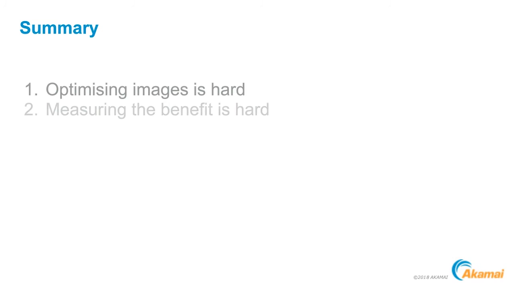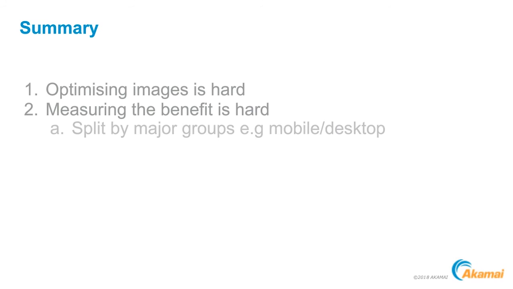Measuring the benefit is surprisingly hard. There are so many different factors that impact the way your images are rendered to your users that measuring a single metric doesn't necessarily give us the results we would expect. So we need to split by major groups: mobile, desktop, DPR, breakpoints, your page groups, countries, connection types. There are a whole slew of dimensions that we should be slicing and dicing our data by in order to get actionable insight into what's happening to our users.